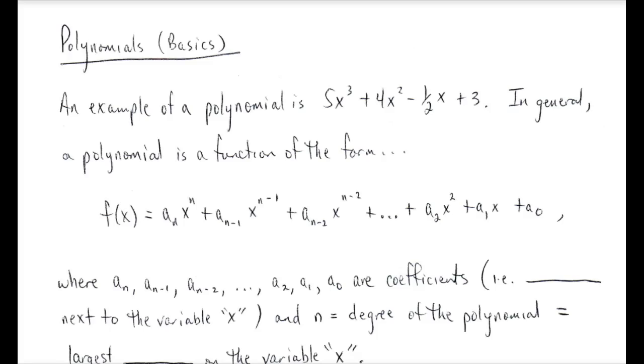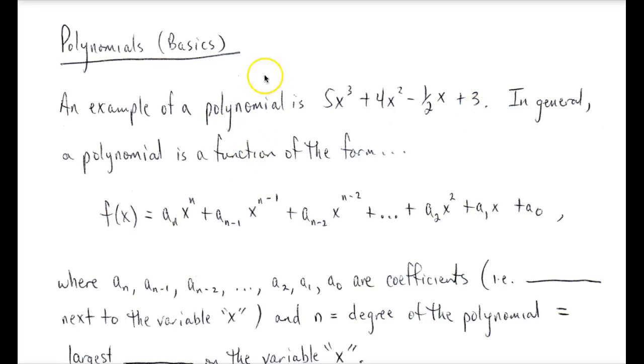This video will be about polynomial basics, and in particular we will talk about the anatomy of a polynomial as well as some of its basic properties, so that whenever we're looking at a function we know if we are actually looking at a polynomial or not. So the example that I have here, which is 5x cubed plus 4x squared minus 1/2 x plus 3, is an example of a polynomial.